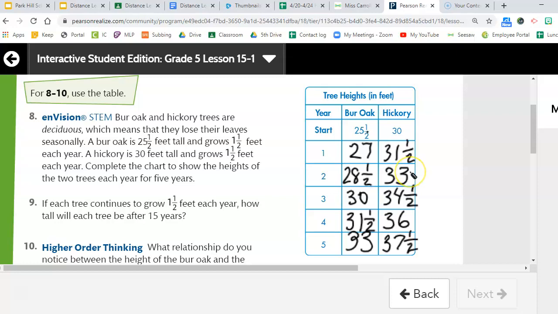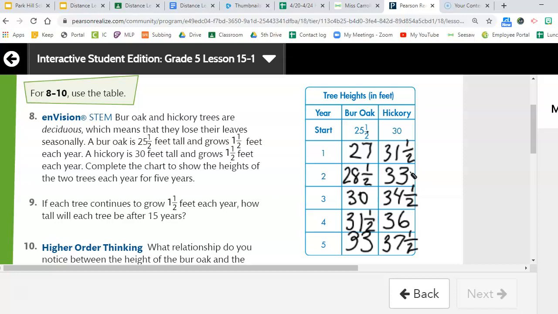Now I know I did that kind of fast, but I'm just in my head adding 1.5 each time. I think in my head, okay, what would one more be? And then what would a half more than that be? Okay. Number 9. If a tree continues to grow 1.5 feet each year, how tall will the tree be after 15 years? Okay, so we have to think, what are we going to do to solve this problem?